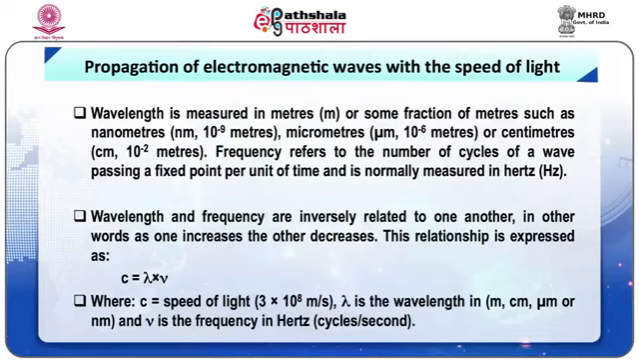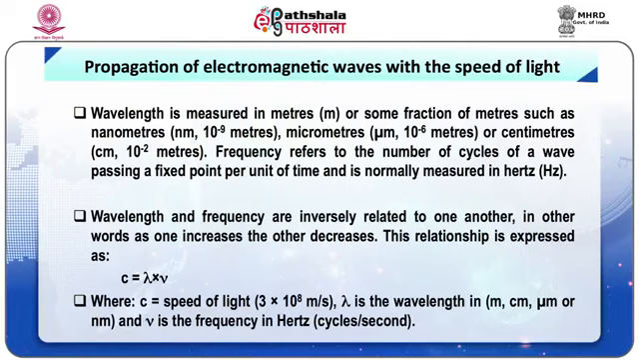Wavelength is measured in meters or some fraction of meters such as nanometers, that is 10 to the power minus 9 meters, micrometers, which is again 10 to the power minus 6 meters, centimeters, that is 10 to the power minus 2 meters. Frequency refers to the number of cycles of wave passing at a fixed point per unit time and is normally measured in hertz.